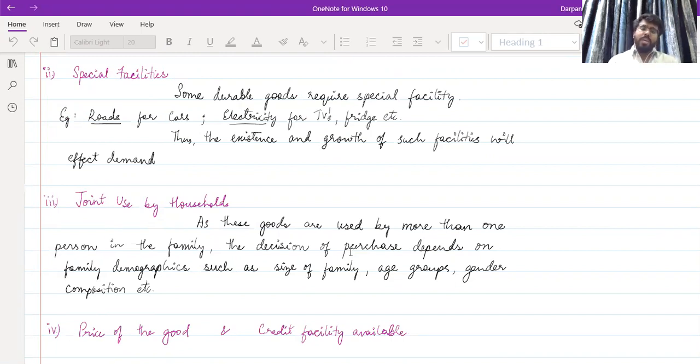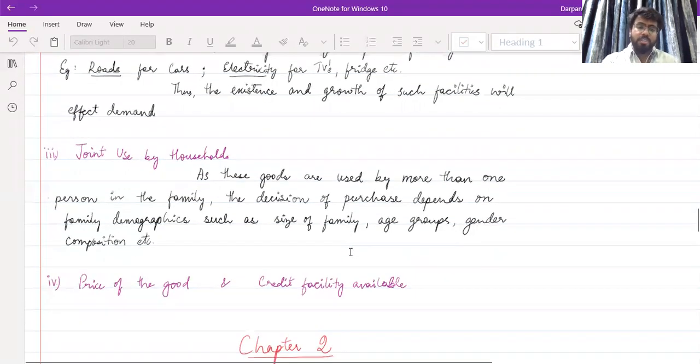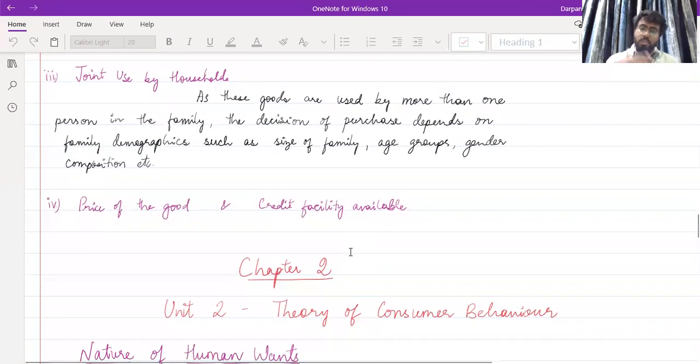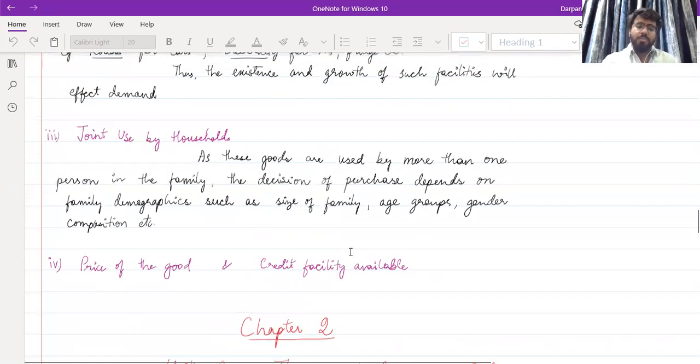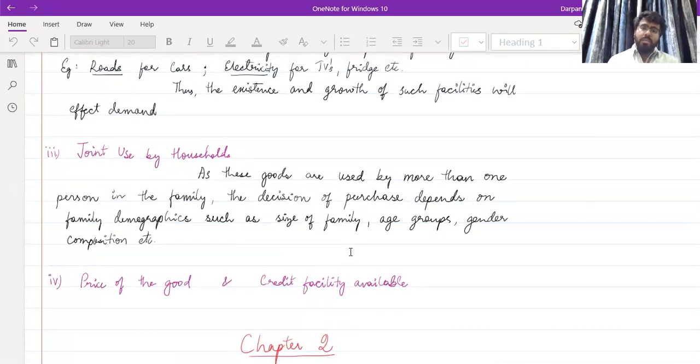Then joint use by households. If a particular good is being used by more than one person, then everybody who is using that good will jointly have to take a decision, right? So everybody's perception, the size of the family, and the age groups of the people will also determine your demand. Then the price of the good and credit facility available. This again comes from your factors affecting demand.